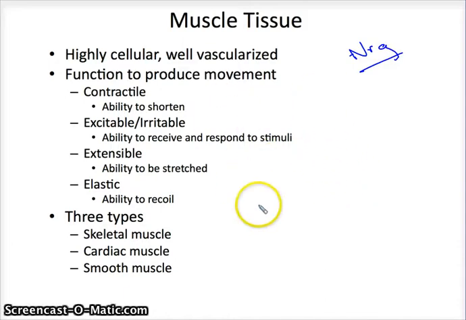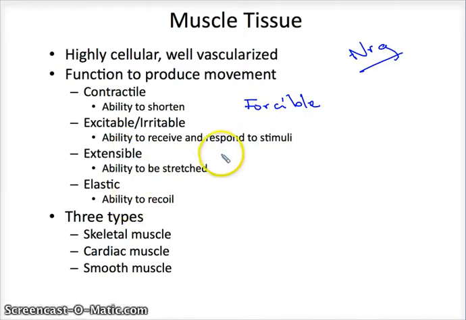It has these four major characteristics: elasticity, extensibility, contractility. Okay, when we talk contractility, we're talking a forcible shortening. Okay, it does it with force, with power. That's what produces movement.